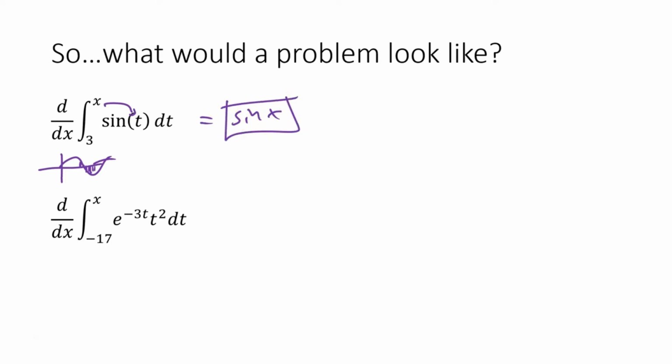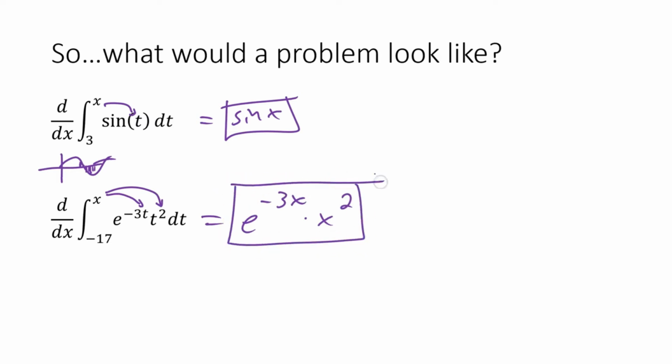It is that easy, folks. That's it. Next one, if you want to try it yourself, pause the video for a second, see where that x goes, give it a shot. Alright, let's see what happens. All you do is dump the x everywhere you see a t. That's it. So it is e to the negative 3x times x squared. That is your derivative. It's that easy.